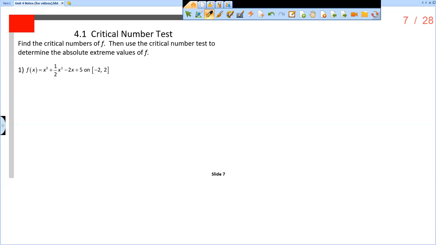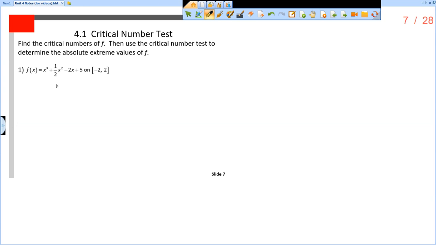This is the video for section 4.1 notes, slides 7 and 8. All right, so it says find the critical numbers of f, then use the critical number test to determine the absolute extreme values of f. All right, so f of x is x cubed plus 1 half x squared minus 2x plus 5.